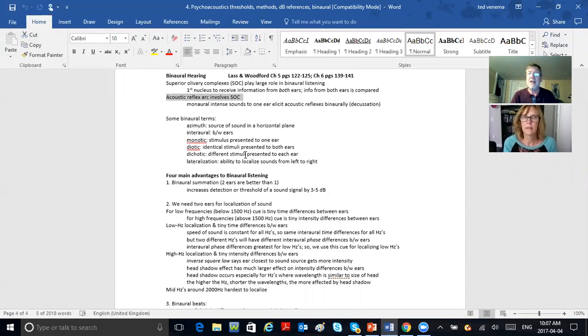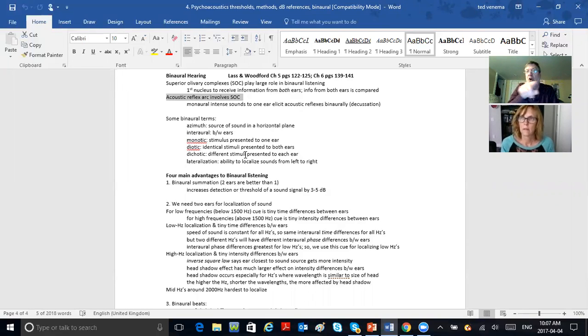Your acoustic reflex arc is the outer ear, the middle ear, cochlea, 8th nerve, superior olivary complex, and then back out the 5th nerve and back out the 7th nerve. The 5th nerve terminates on the tensor tympani muscle, and the 7th nerve terminates on the stapedius muscle. Those two little muscles contracting are in your middle ear. And that's called the acoustic reflex.